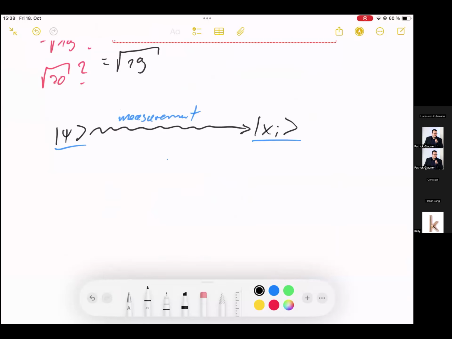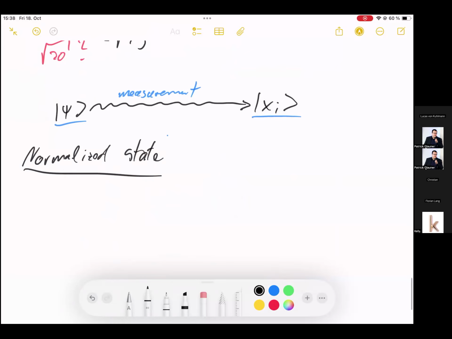We're going to normalize the state. What we can do is we just take our psi ket and divide it by its length, something you can do in linear algebra, classic linear algebra with real numbers as well. You take the vector and divide it by its length. This leads to length 1. So you have normalized vectors.